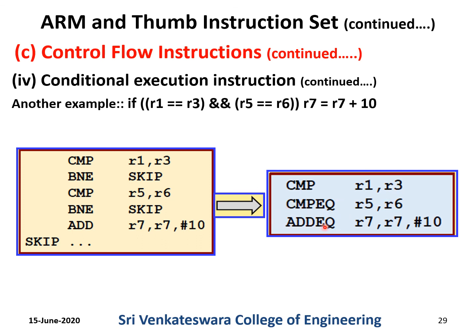So again, ADDEQ will check the 0 flag. Because this compare instruction has not set the 0 flag, when the add instruction checks for the 0 flag, it will be 0. So this instruction will not be executed. So if the first condition is true, the 0 flag will be set, and when it comes to the second instruction, again if R5 and R6 are equal, again the 0 flag will be set. So depending upon this 0 flag set, the third instruction will be executed.